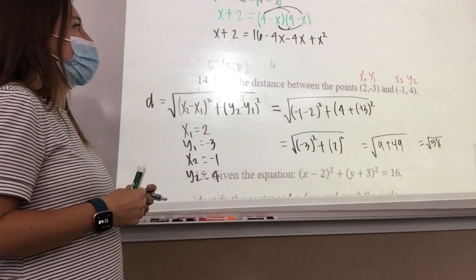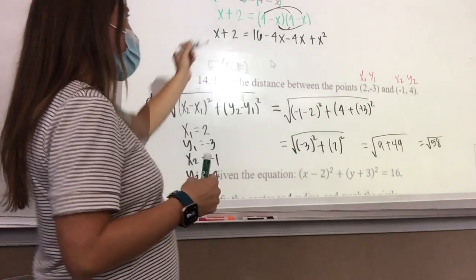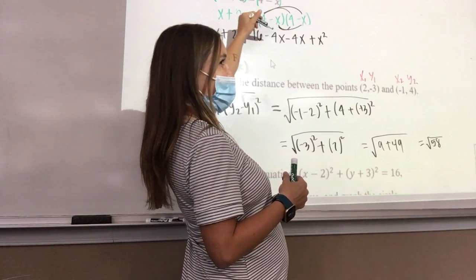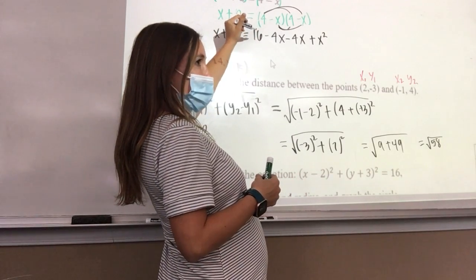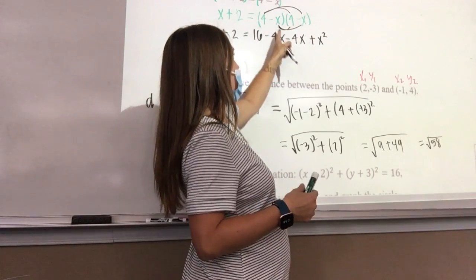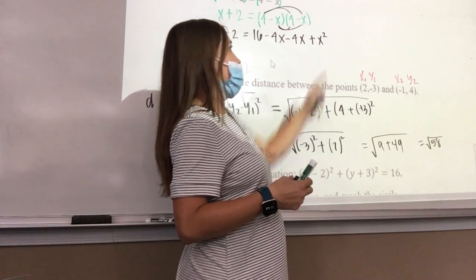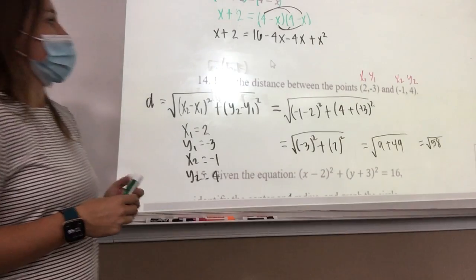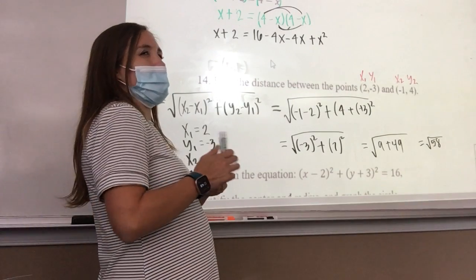Any thoughts on how to solve this? Oh, well, never mind. Pause. Any questions on how I got here? I can redo that. 4 times 4, 4 times negative x, negative x times 4, negative x times negative x. Any thoughts on what to do next?